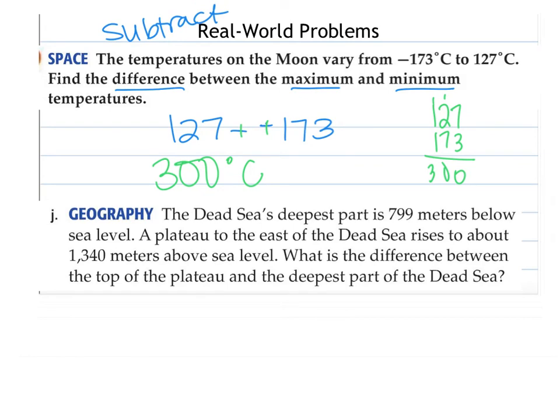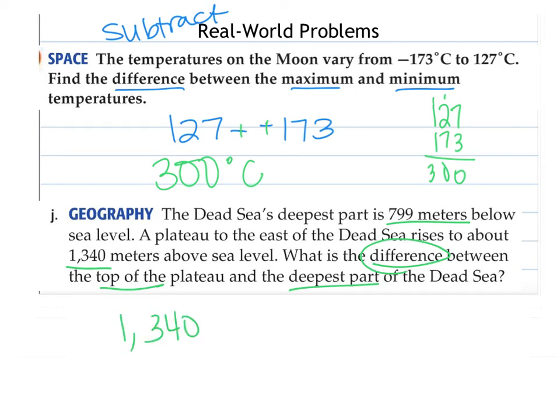Next one, the Dead Sea's deepest part is 799 meters. I'm going to underline that. That seems important. Below sea level. A plateau to the east of the Dead Sea rises to about 1,340 meters above sea level. What is the difference between the top of that plateau and the deepest part of the sea? So if the plateau is above sea level, I know that that's positive. So it's a positive 1,340.